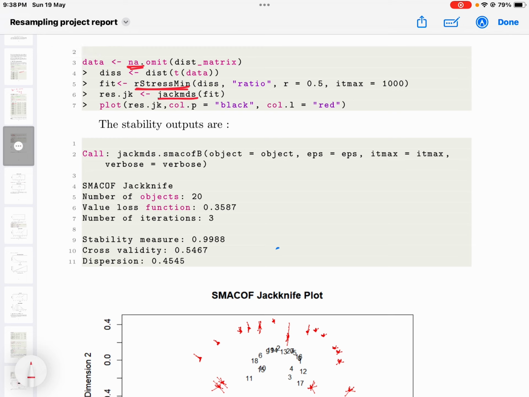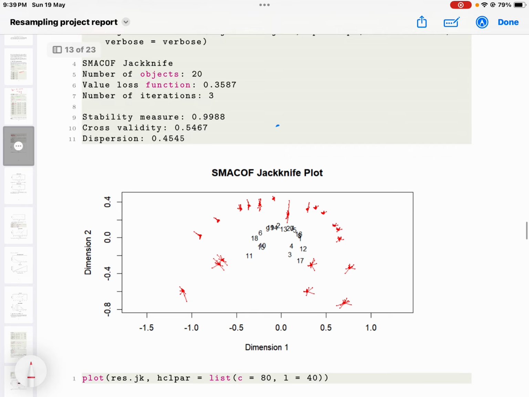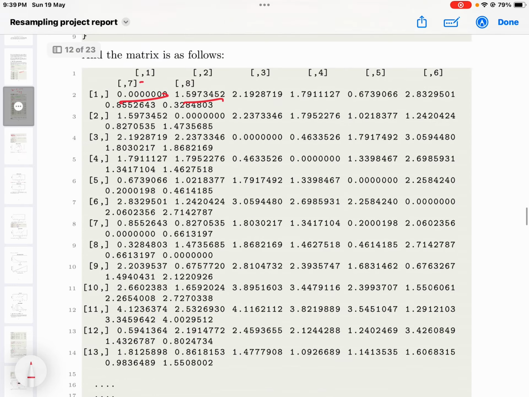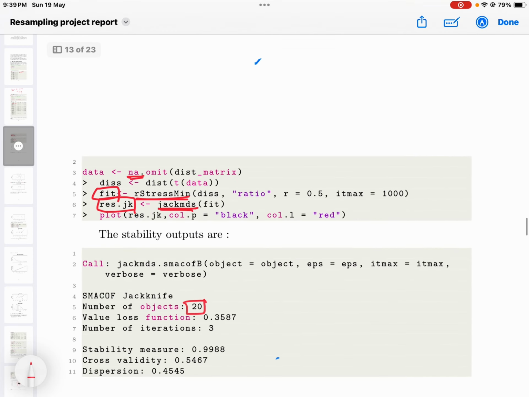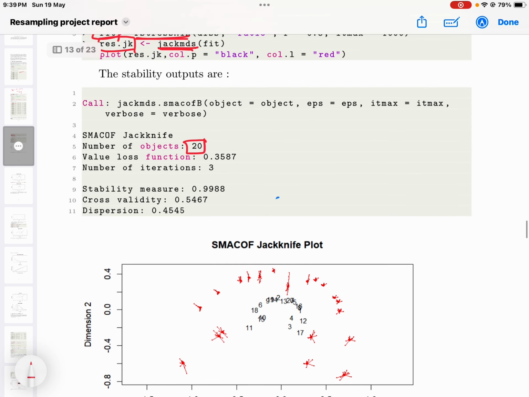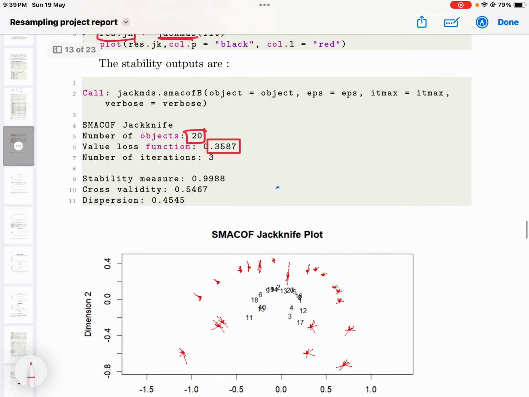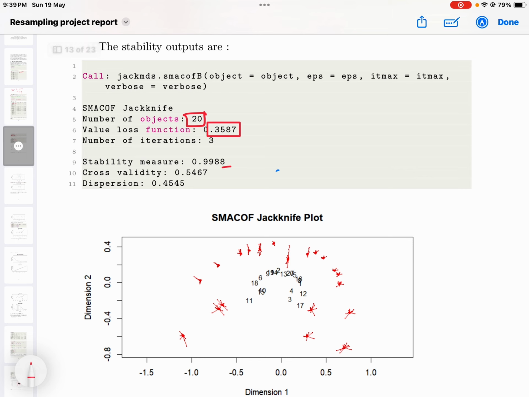So here we apply jackknife on this stress function, and we get the jackknife solution for this data or dissimilarity matrix. We see that there are 20 observations, which agrees with the number of samples I collected. So there should be 20 points, and the value of the loss function after doing the iterations is 0.3585. This is the minimum value, and the stability measure is 0.99, which is very close to 1.